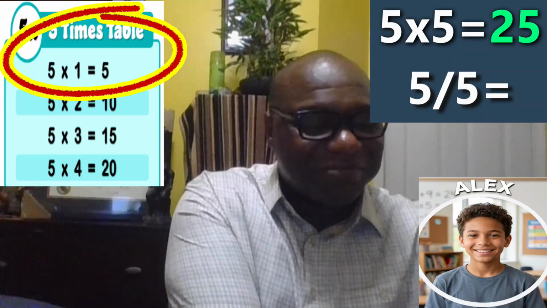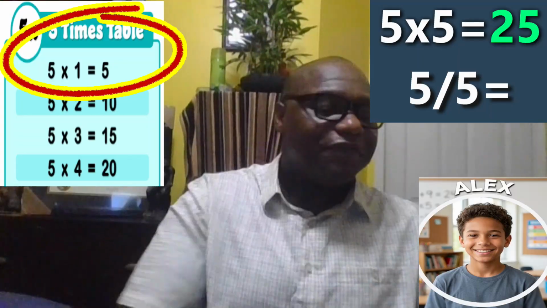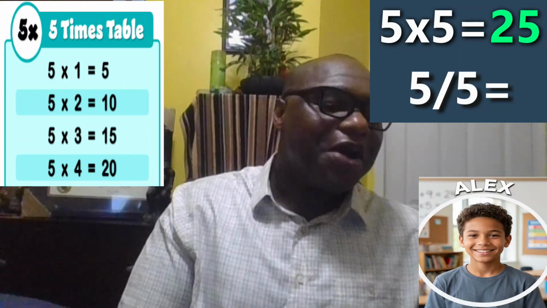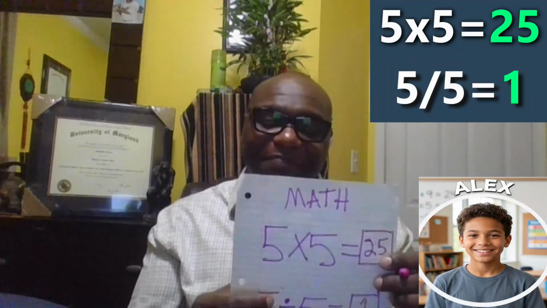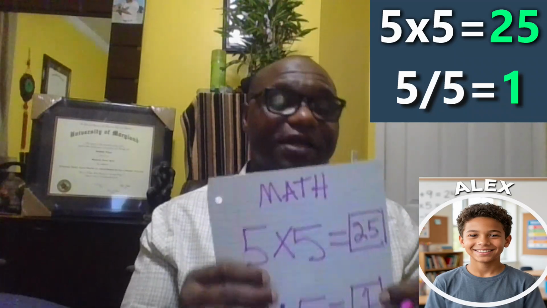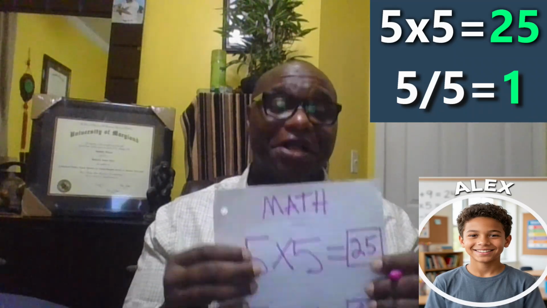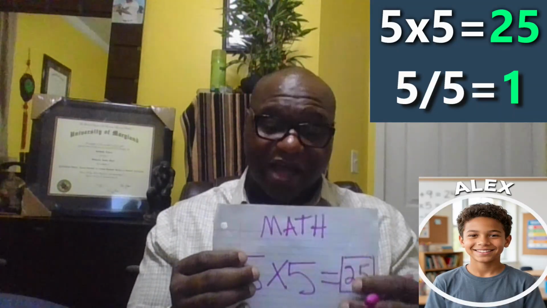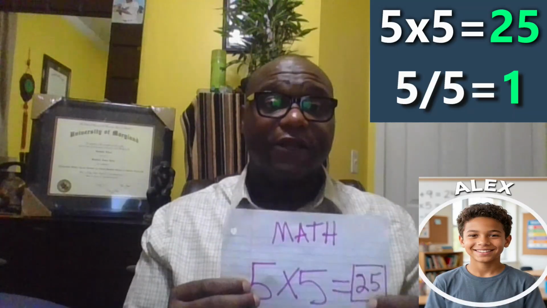Very good. Awesome job. You mathematician, you're so good at this stuff. You've been practicing your timetables since the last time we met. All right, cool. So we got that. Awesome. 5 times 5 is 25, but 5 divided by 5 is 1. Okay? 5 times 5 is 25, and then 5 divided by 5 is 1.